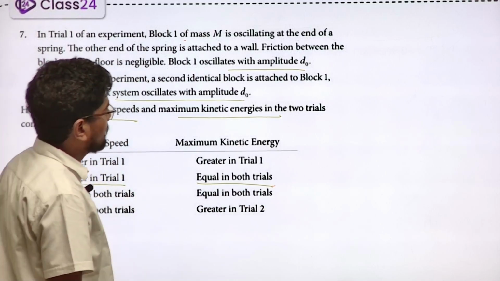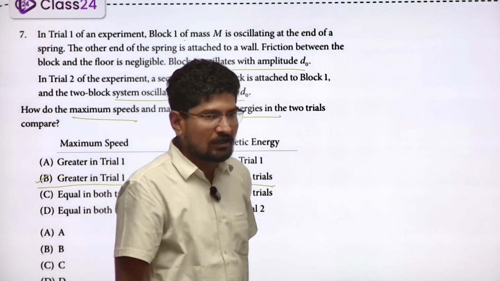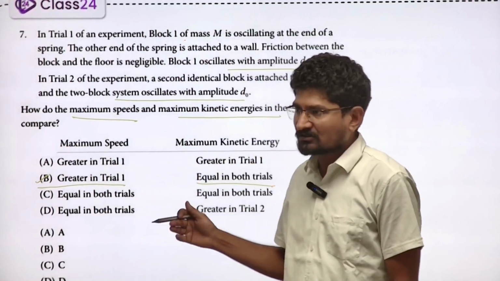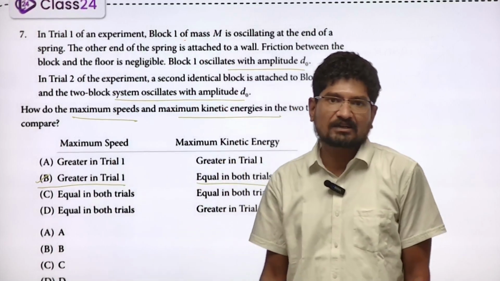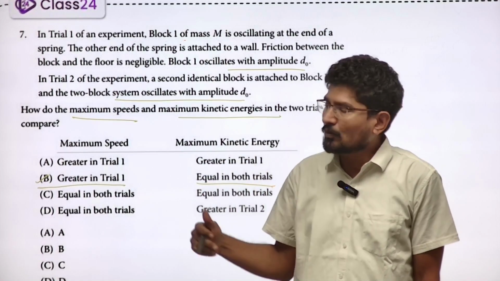These two examples: this example involves the concepts of both oscillation and work energy, and the previous example consists of momentum and torque.